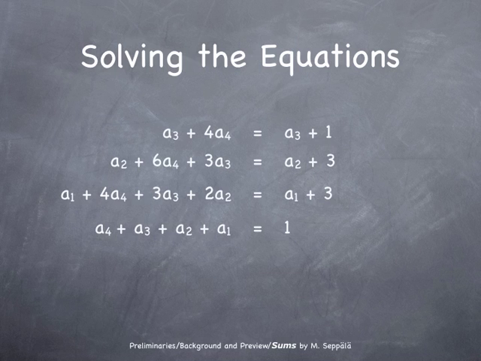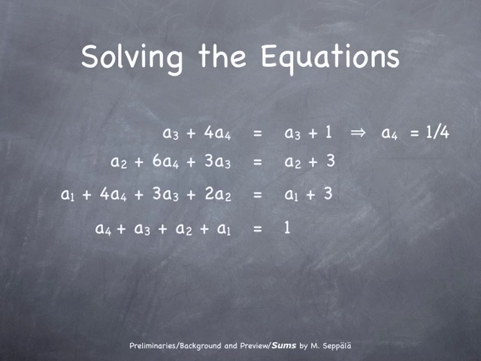However, this is easy to solve, because in the first equation, a3 plus 4 times a4 equals a3 plus 1, a3 cancels out, and we are left with 4 times a4 equals 1, therefore a4 equals 1/4. So we already solved for a4.